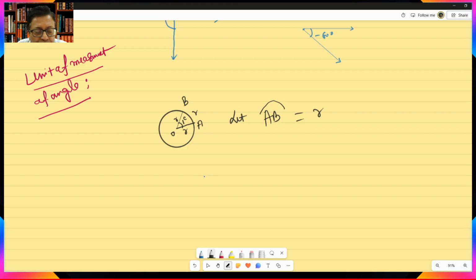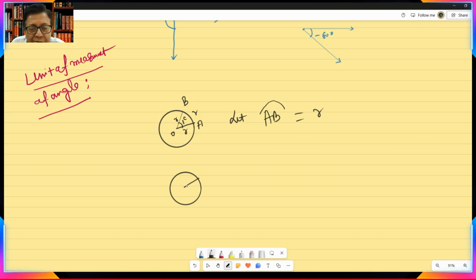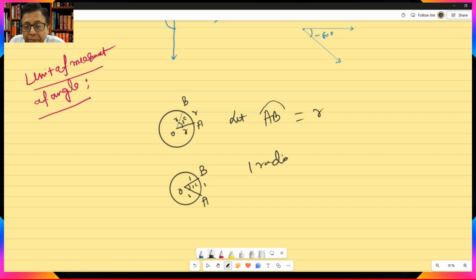So this will be true for unit circle also, which I am going to tell you. If there is a circle of radius 1 unit, arc length is also 1 unit, arc length, that curved part. Then this angle is going to be 1 radian. We write 1 radian by using this symbol. Okay?